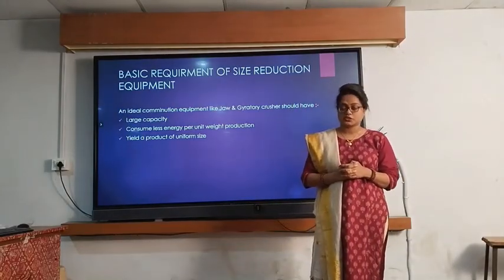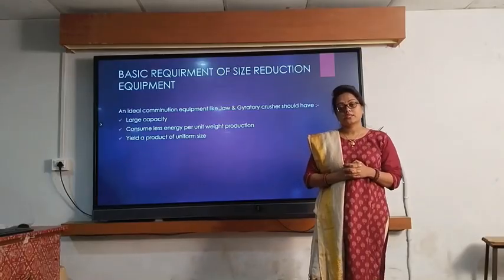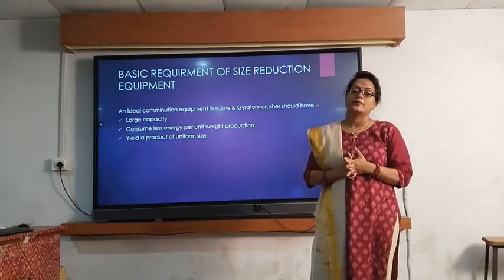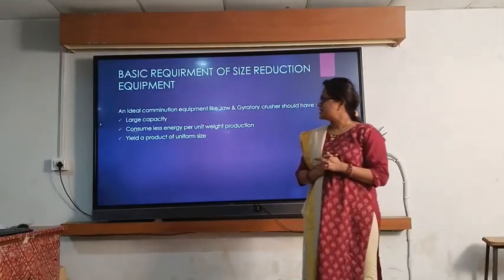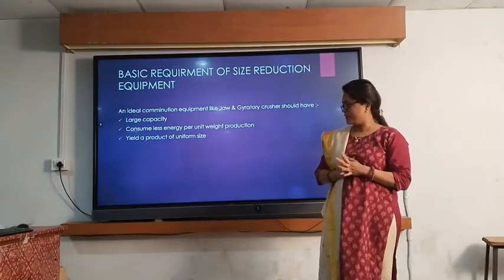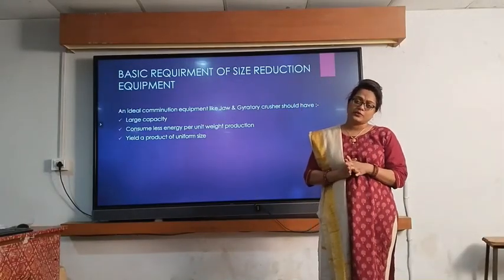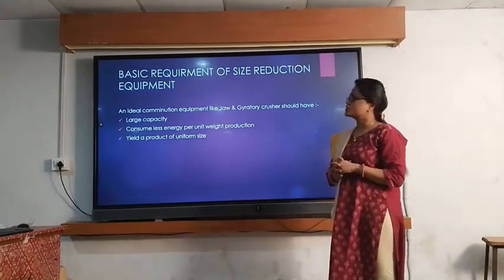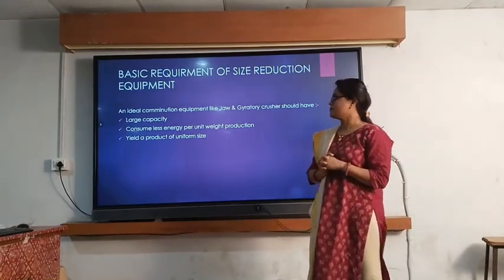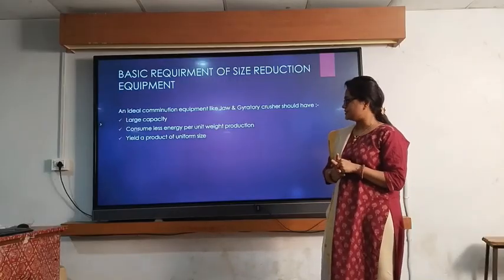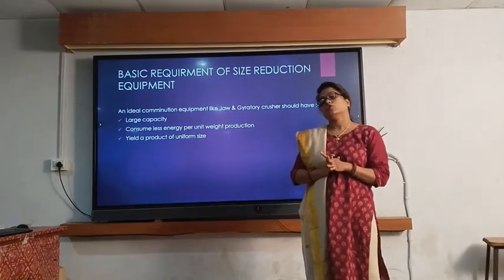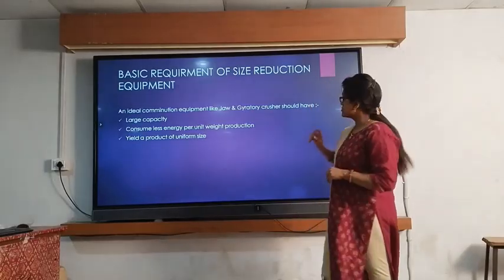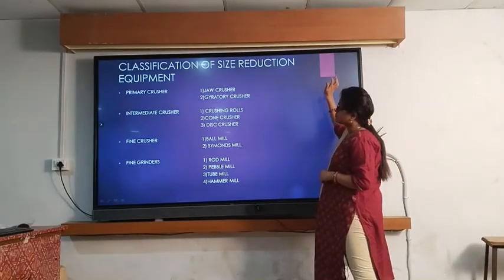Requirements for the size reduction equipment that we are using in mineral processing, like jaw crusher, ball mill, hammer mill, pebble mill. These are the basic requirements. Ideal comminution equipment like jaw crusher and gyratory crusher should have large capacity. They will consume less energy per unit weight of production and also yield a product of uniform size. So moving to the next slide.